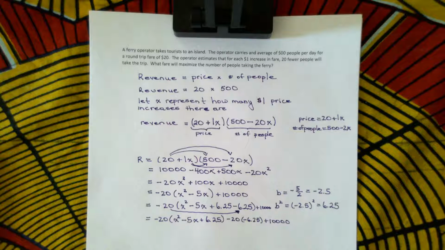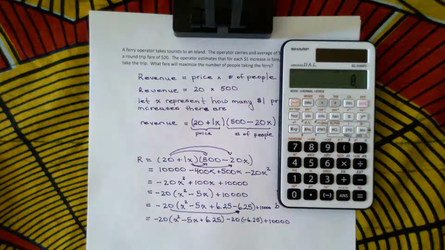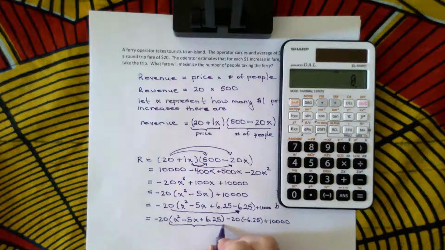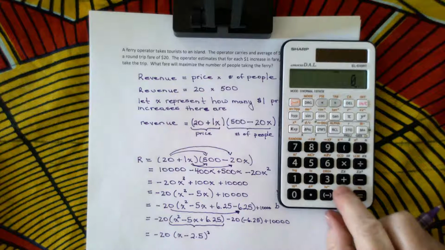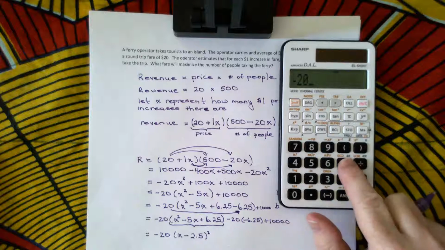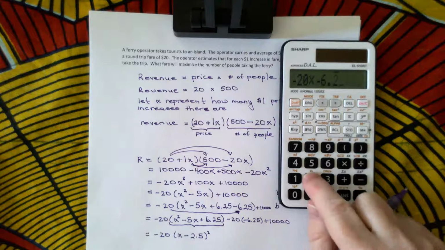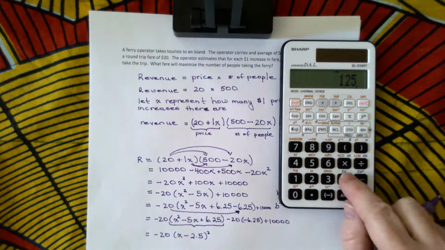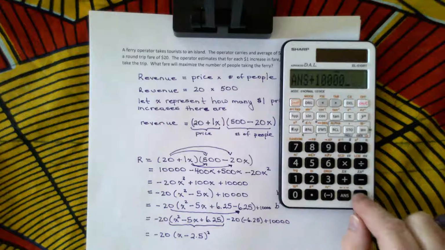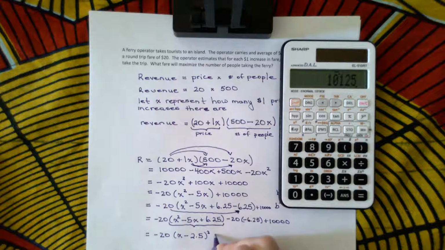And now what I want to do is go ahead and factor and simplify. All right, so I'm going to factor this. And when I factor this, it becomes negative 20 times x minus 2.5 squared. And then when I do this math, I get negative 20 times negative 6.25, which is 125 plus 10,000. So I get plus 10,125. So now I know my vertex.